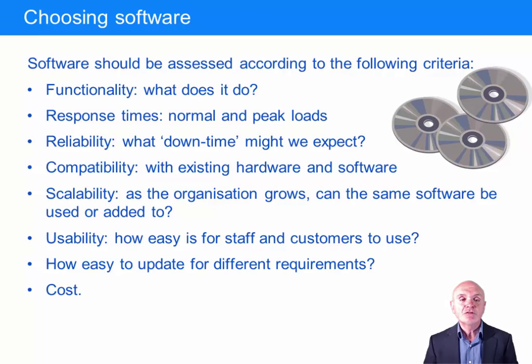Other items when choosing the software: make sure it does what you want, it's reliable, it's quick enough, it's compatible with existing hardware and software systems, it is expandable, it will grow with you, it's easy enough to use, it's updatable. That's getting rather technical, but properly written software is safe to update, whereas badly written software can be very dangerous to update. And of course, the cost. How much is it costing you to buy outright? And then usually there's going to be a yearly maintenance cost associated with that as well.